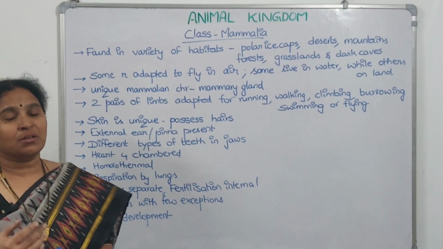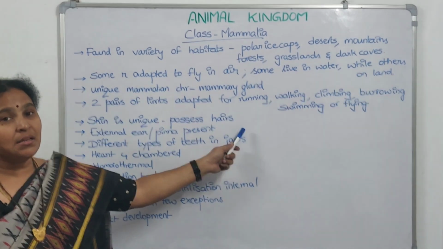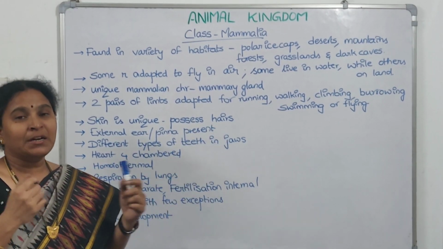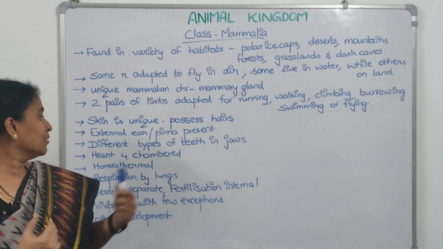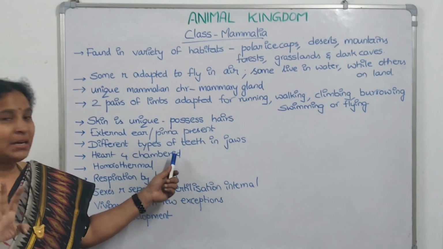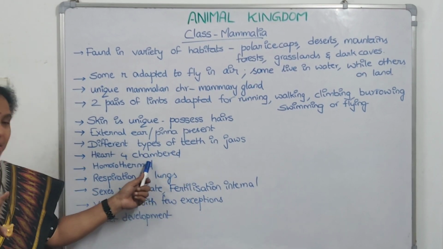Now another feature is that skin is unique because it contains hair, and the external ear opening is there, and pinna is also there. We have different types of teeth embedded inside the jaws. Heart is complete, it is having 4 chambers, so there is no mixing of the blood, and it is closed circulation. We are warm blooded, means we can regulate our body temperature.